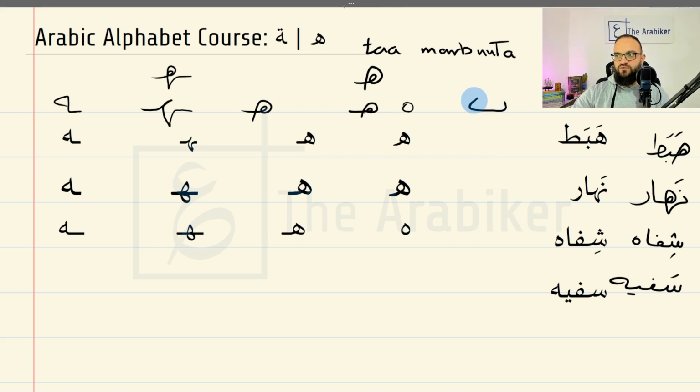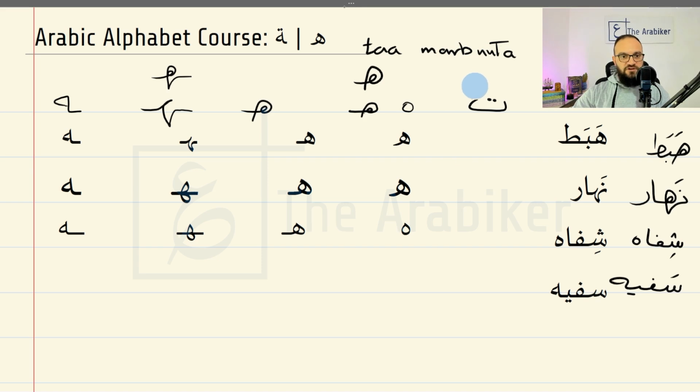You might say, okay, ta, we know this before. It's the ta that we know before, right? The ta with two dots. I replaced it with the dash, as we know, or two dots, right? Yes. But it's marbuuTa, which literally means tied.